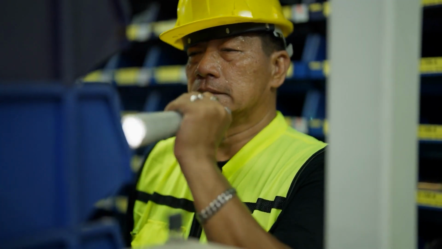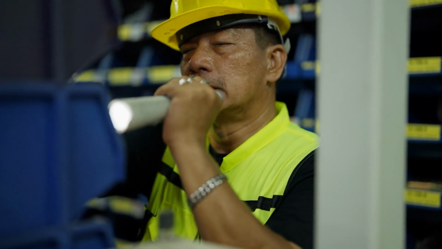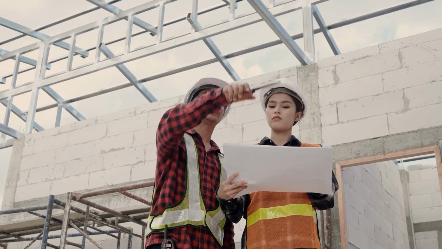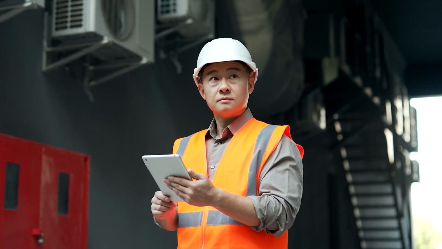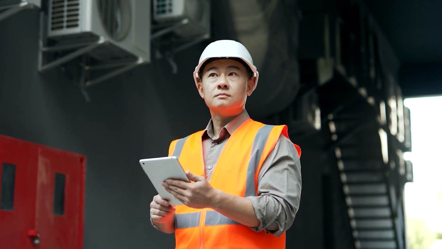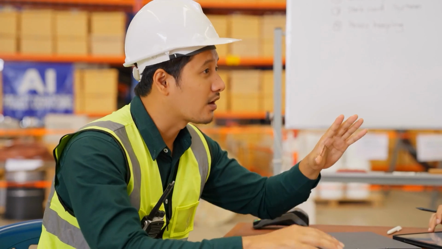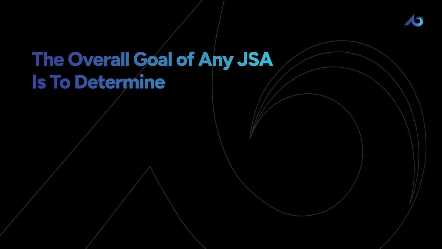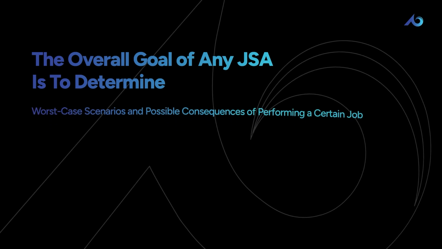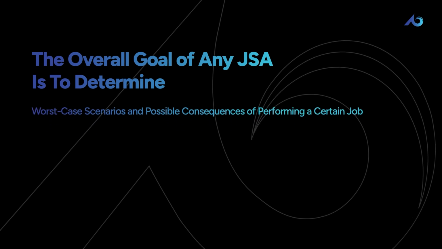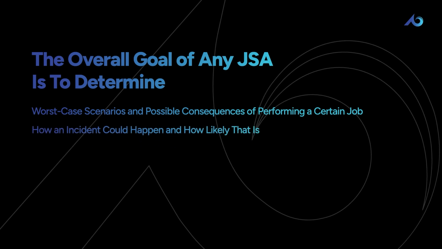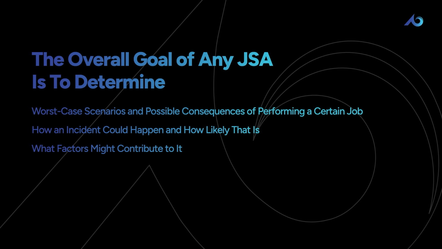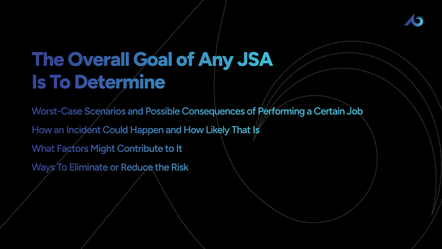So the idea is to actively look for possible hazards that you might not have noticed, along with potential hazards that could arrive after a change, like a new process or new equipment. Then for each step along the way in this task, you figure out what additional precautions you can take to mitigate these hazards and make the task safe to perform. So the overall goal of any JSA is to determine worst-case scenarios and possible consequences of performing a certain job, how an incident might happen, and how likely that scenario is, what factors might contribute to it, and ways to eliminate or reduce the risk, right?